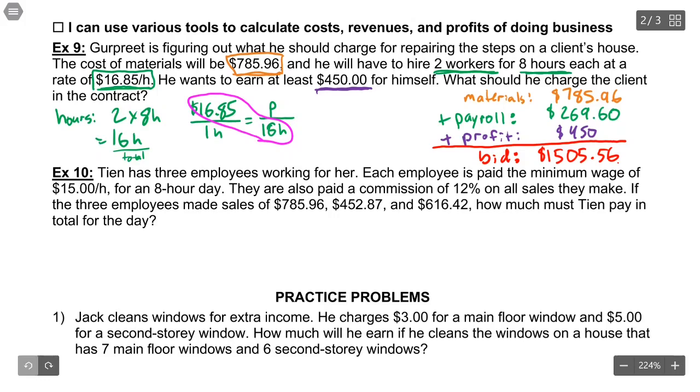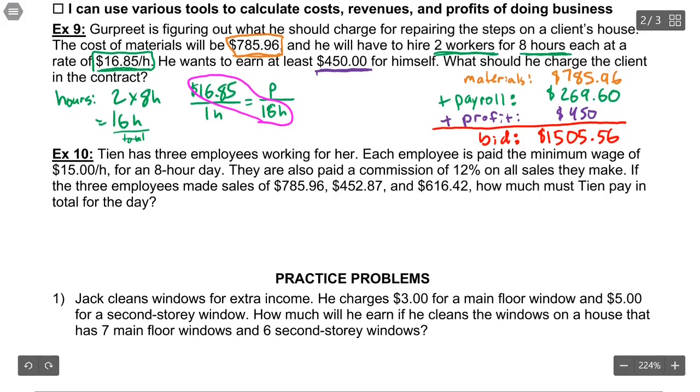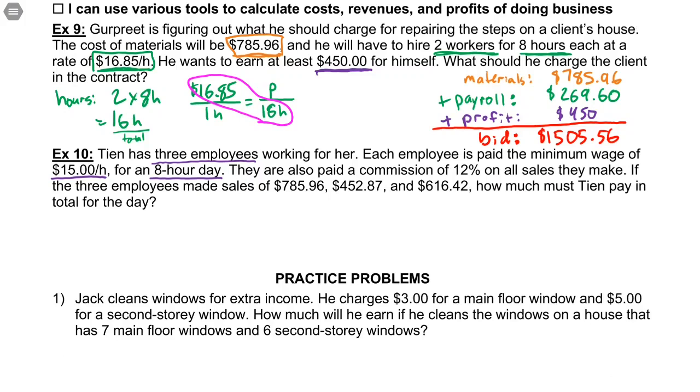Okay, one more example and then we're done. Tian has 3 employees working for her. Each employee is paid the minimum wage of $15 an hour for an 8-hour day. They're also paid a commission of 12% on all sales they make. The 3 employees made sales of $785.96, $452.87, and $616.42. How much must Tian pay in total for the day?